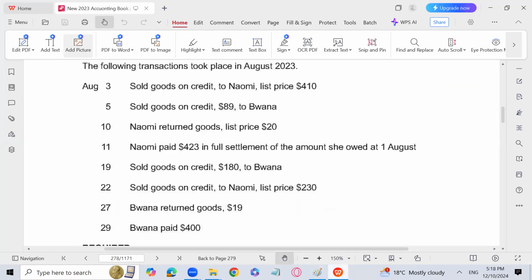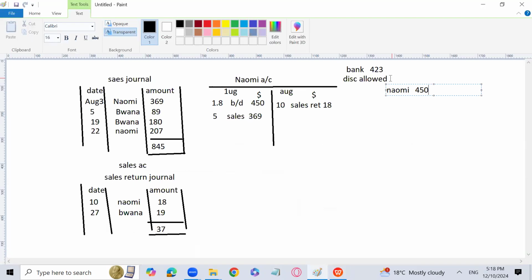Let me see, either it is cheque or not. Naomi paid 423. Cheque is not given, but we'll take it as cheque. So bank is debited by 423. Discount allowed is an expense. Expense always debit because that amount has not been received. We have allowed the discount. It is an expense for us. We have allowed it purposefully. We want to give the discount because we are getting the amount earlier than the required date.